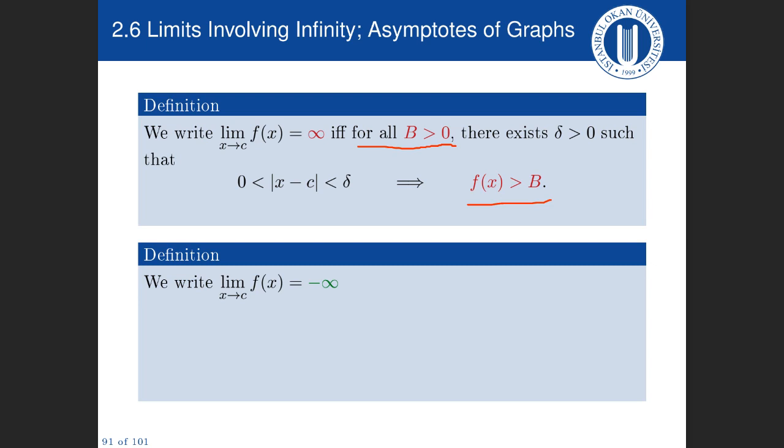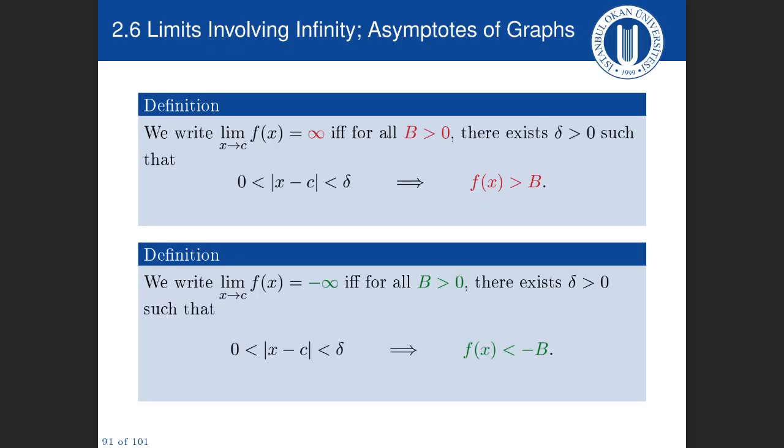For all big numbers, capital B, there exists delta greater than 0 such that if x is close to c, in other words, if the absolute value of x minus c is between 0 and delta, then f of x is bigger than B. And for going to minus infinity, again, we want some big number, capital B, but the change is that we want f of x to be smaller than minus B.